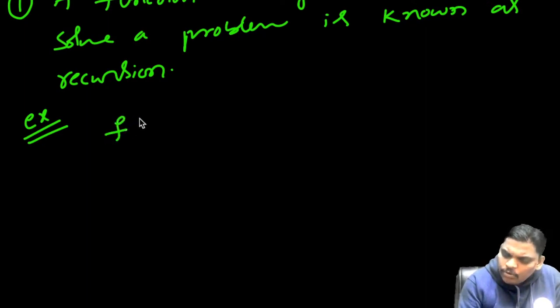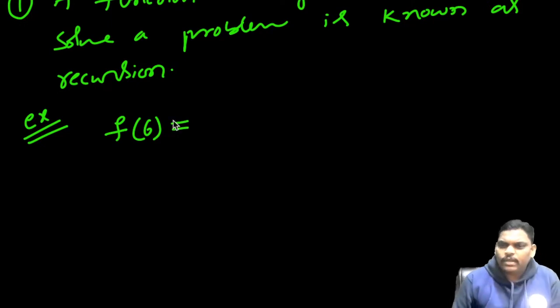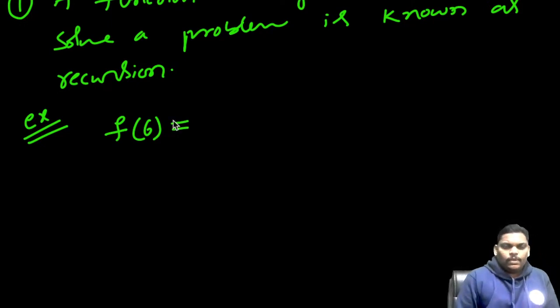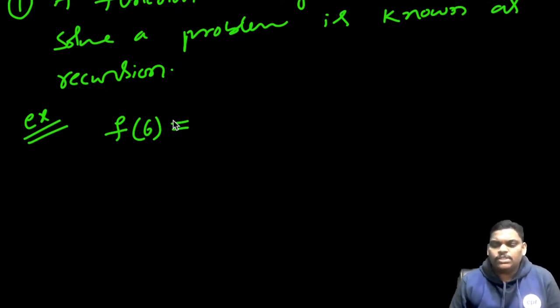I want to find out the factorial of 6. Can you help: what is the value of the factorial of 6? A function calling itself is known as recursion, that's okay, but I want to give one example. Please let me know the value of the factorial of 6. Please give me the answer.